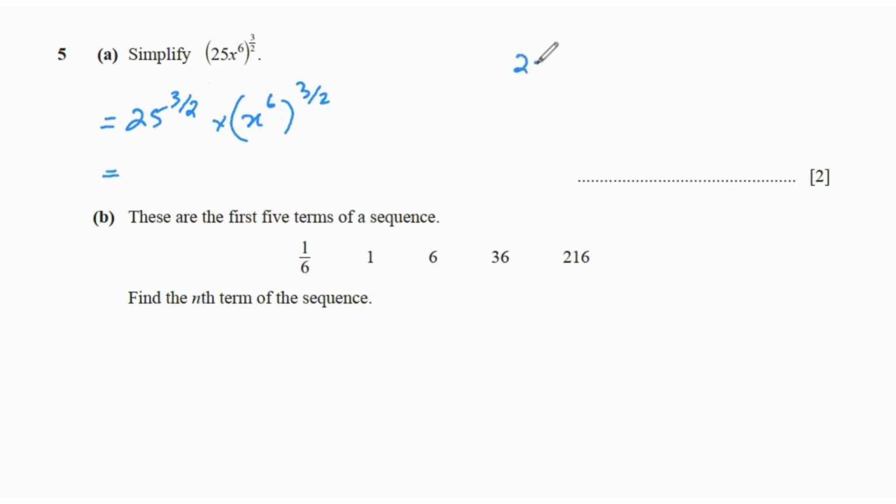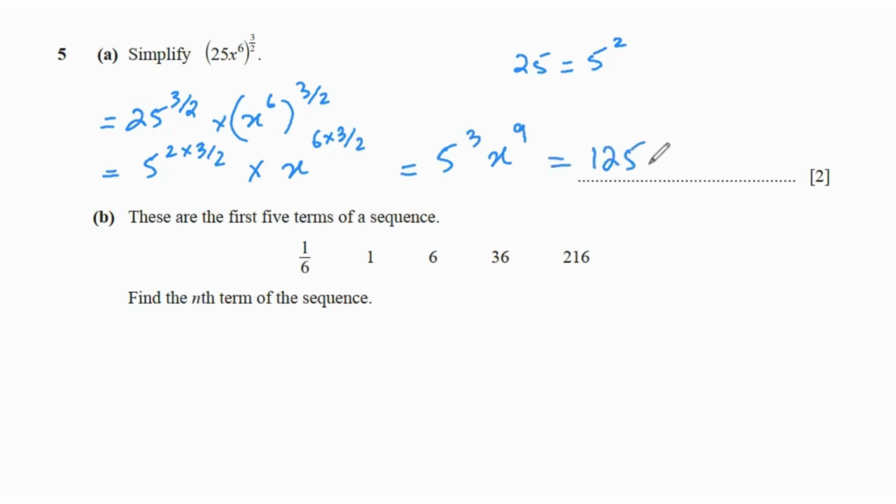Now we know 25 is 5 squared. So replace 25 with 5 squared. So it's going to be 2 times 3 over 2, and 6 times 3 over 2. Whenever there's a power outside the bracket, the powers get multiplied, which is also one of the rules of indices. So that's 5 cubed times x to the power of 9. 5 cubed is 125. So 125 times x to the power of 9 is your answer.